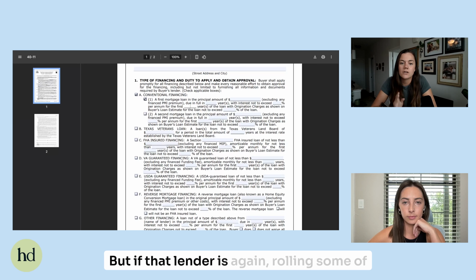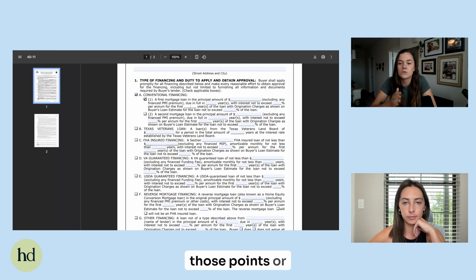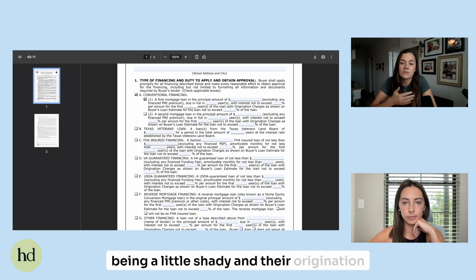But if that lender is, again, rolling some of those points or being a little shady and their origination charges are a lot more, then that's really a red flag and that shouldn't be happening.